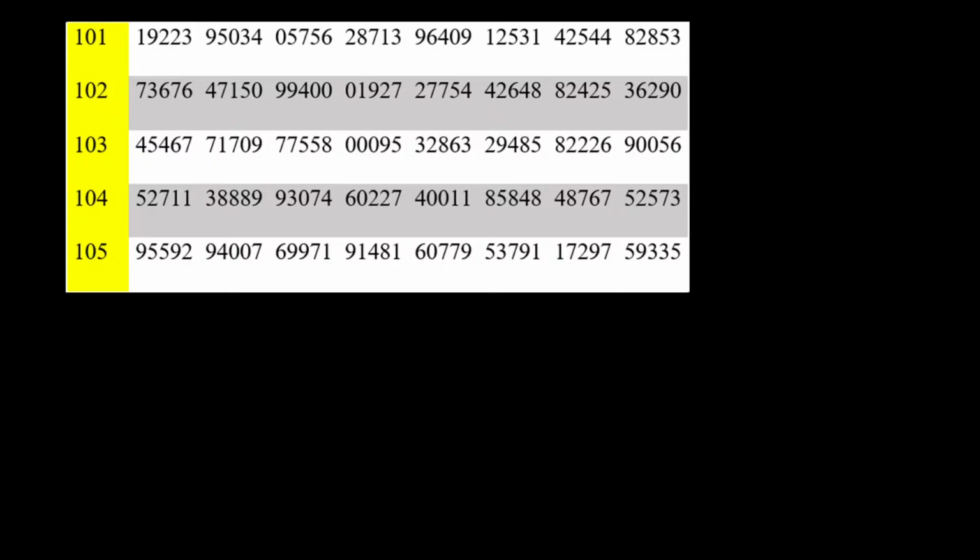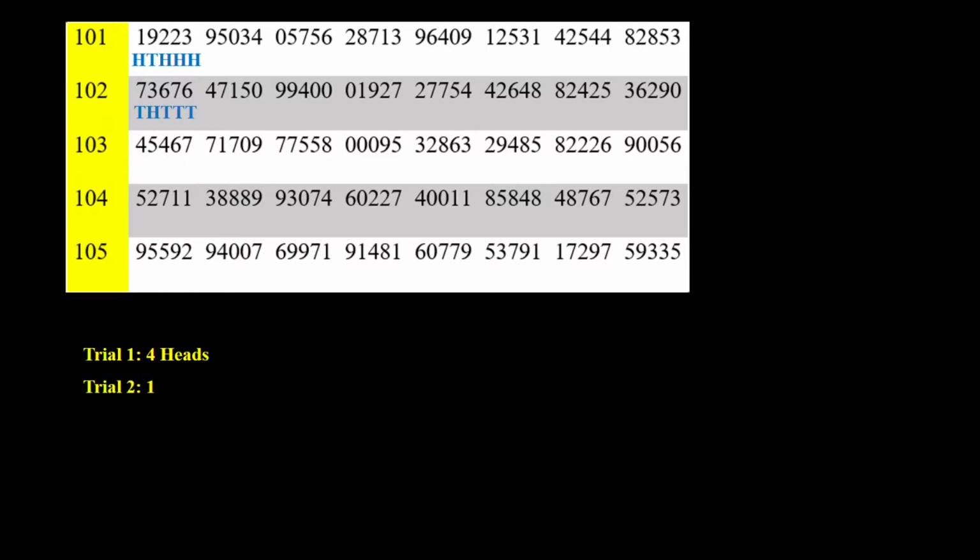So my first number is 1, 9, 2, 2, 3, which means I will have heads, tails, heads, heads, heads. So that means we had 4 heads out of 5. So trial 1 would be 4 heads. I can move on to the next column or drop down the next row. I'm going to drop the next row just because it will be easier to read. So in row 102, I have 7, 3, 6, 7, 6, which means I'll get tails, heads, tails, tails, tails. So for trial 2, I have 1 head.